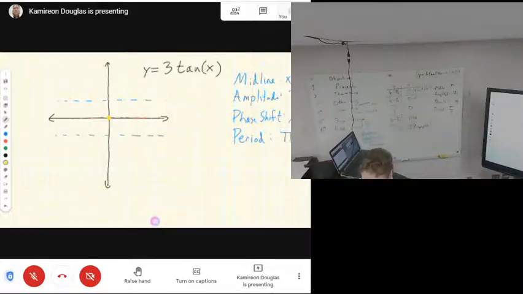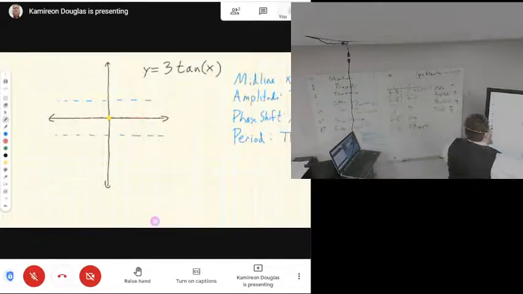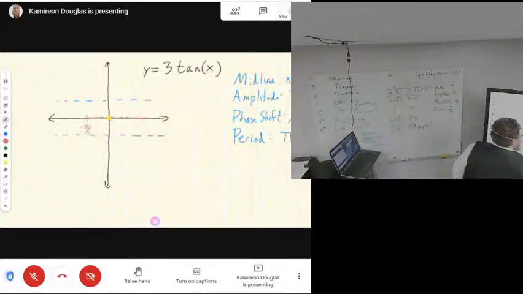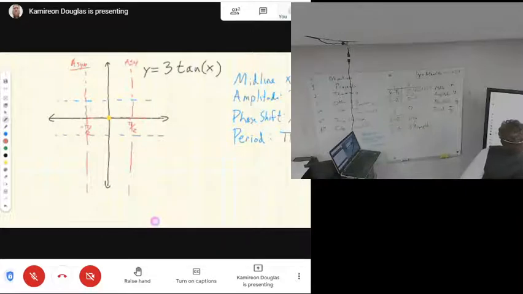Where are my asymptotes? Remember, the period is pi. Half of that needs to go to the left, half of that needs to go to the right. So this is going to cause my asymptotes to be over here at negative pi over 2 and at positive pi over 2. Because again, the period is split half and half, one on each side. These red lines up here are my asymptotes.